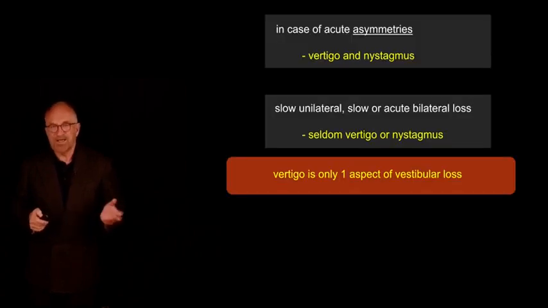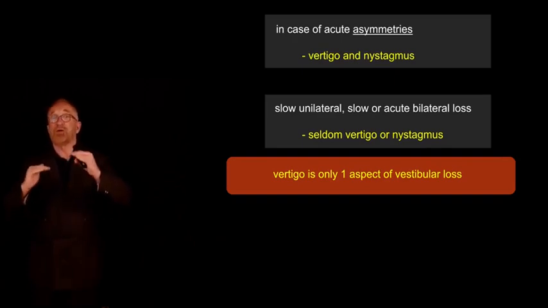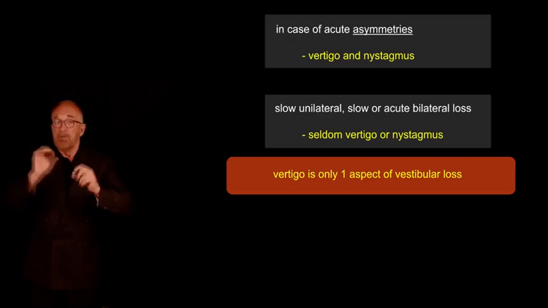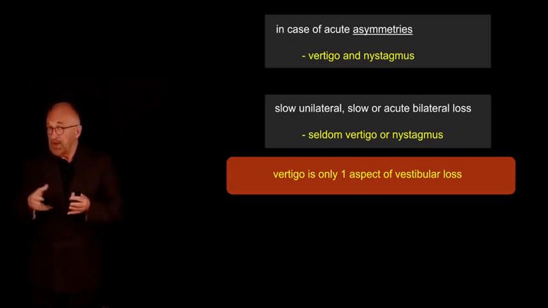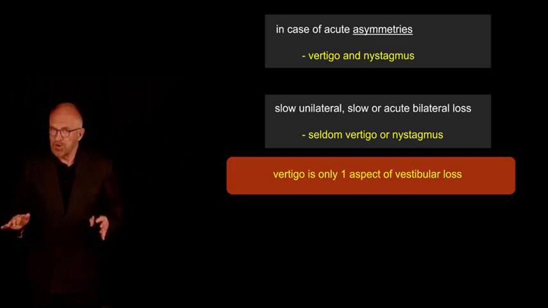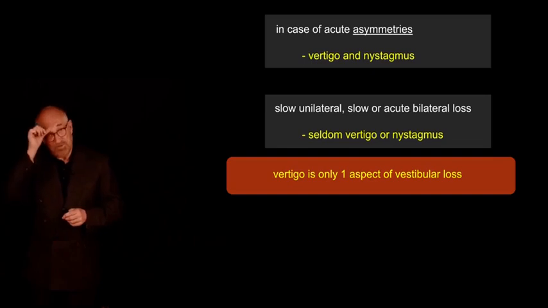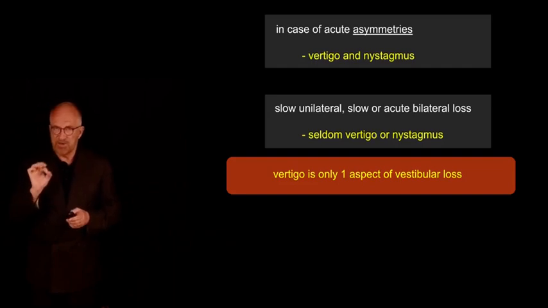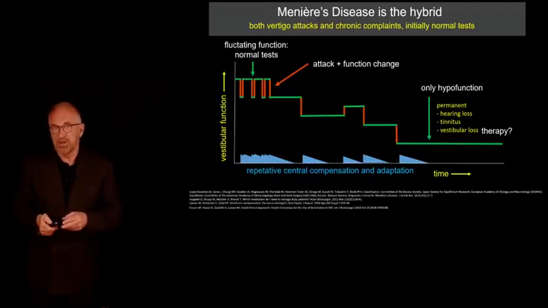Okay, so how can we explain this? Well, vertigo and nystagmus only occur in case of acute asymmetries. But in case of a slow unilateral loss, like in a vestibular schwannoma, or in a slow, even acute bilateral loss, there is seldom or no vertigo or nystagmus. So this already points to the fact that vertigo is only one aspect of vestibular loss in a very specific condition, in case of acute asymmetries.